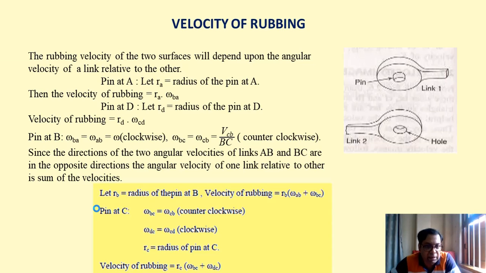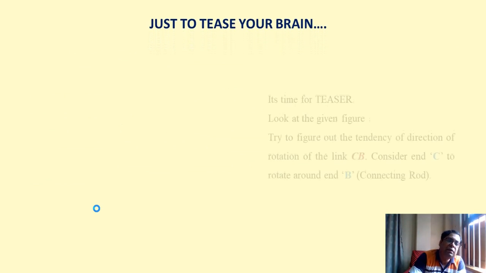Similarly, at pin C, we must consider omega BC equal to omega CB, or omega DC equal to omega CB. Both of them are rotating in clockwise and counterclockwise, that is in relatively opposite directions. Now considering RC is the radius of the pin, velocity of rubbing should be RC within bracket omega BC plus omega DC, something like that. So this is how velocity of rubbing we can calculate.